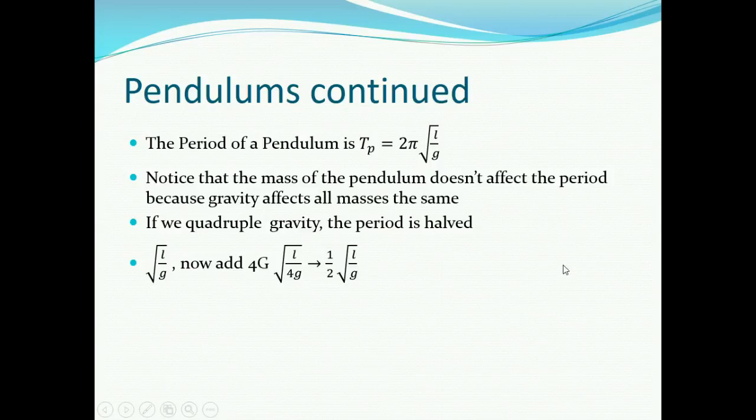But if we reduce the gravity, so if we put a pendulum on the moon, let's say, the gravity would be much less, so it wouldn't fall as quickly as it does on Earth.